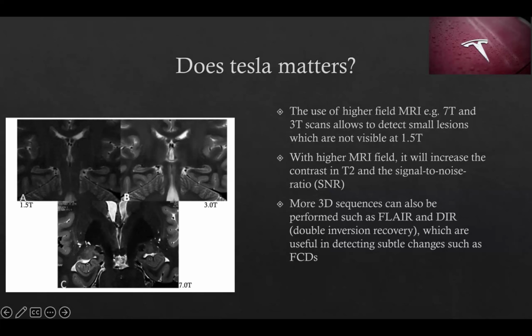If you look carefully, the one that can give you distinct anatomical differences is the 7 Tesla. You can see the difference between the gray matter and white matter, and you can see the convolutions of the hippocampal head better on 7 Tesla compared to 3 Tesla and 1.5 Tesla. With higher fields, it will increase the contrast in T2, and it will improve the signal to noise ratio. So you would see the differences between gray and white matter better.